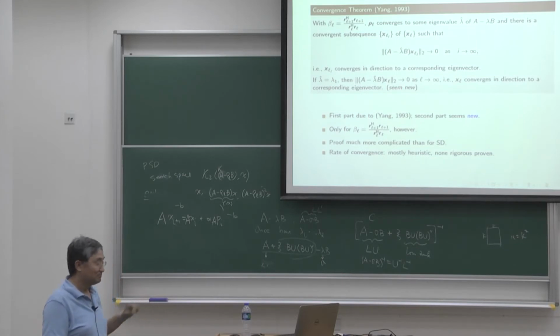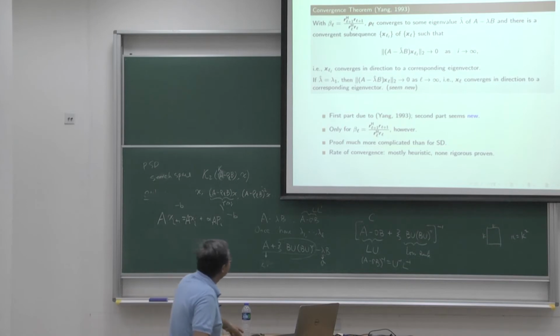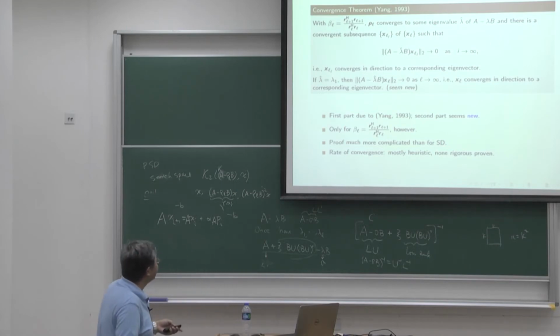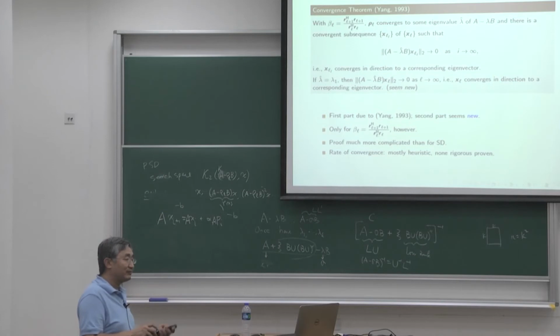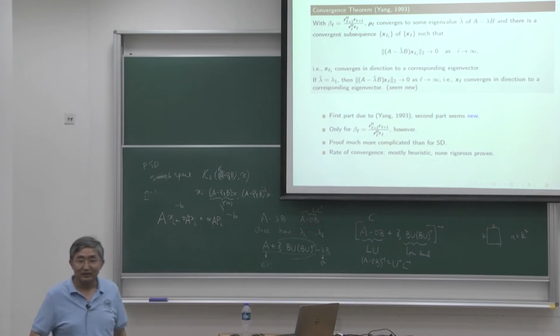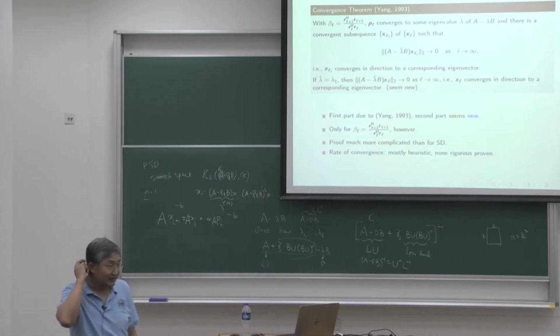Okay, all right. The rate of convergence of CG: although people talk about how fast it converges, it's mostly heuristic. There's no rigorous proof as far as I can see.